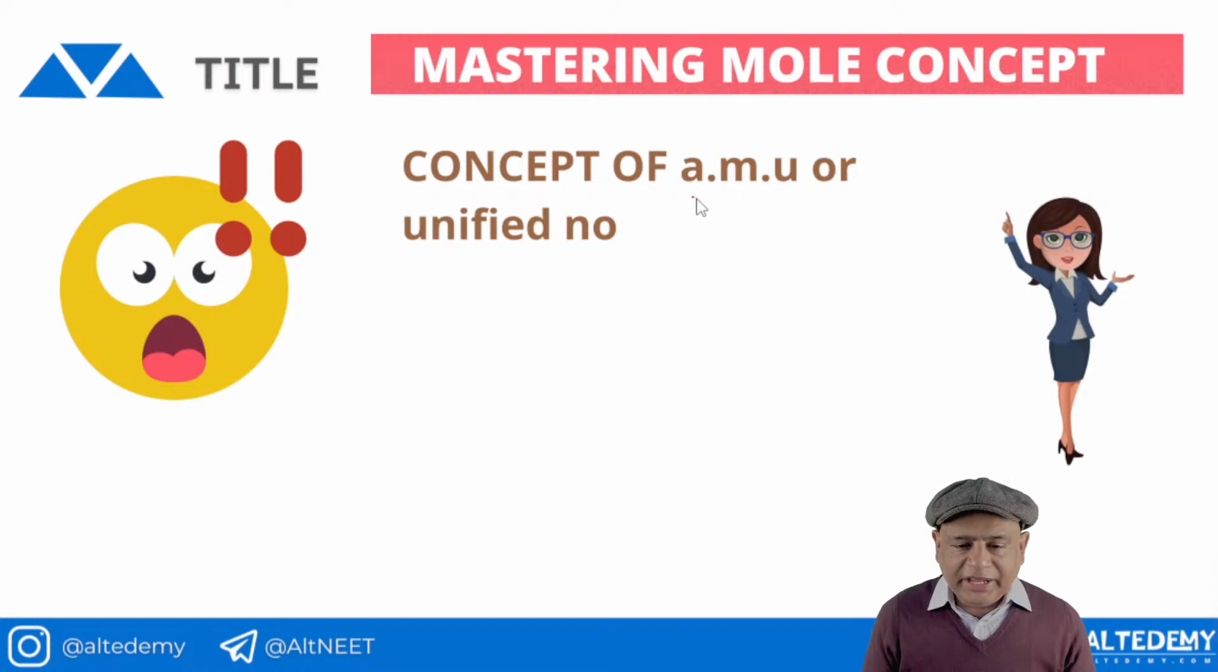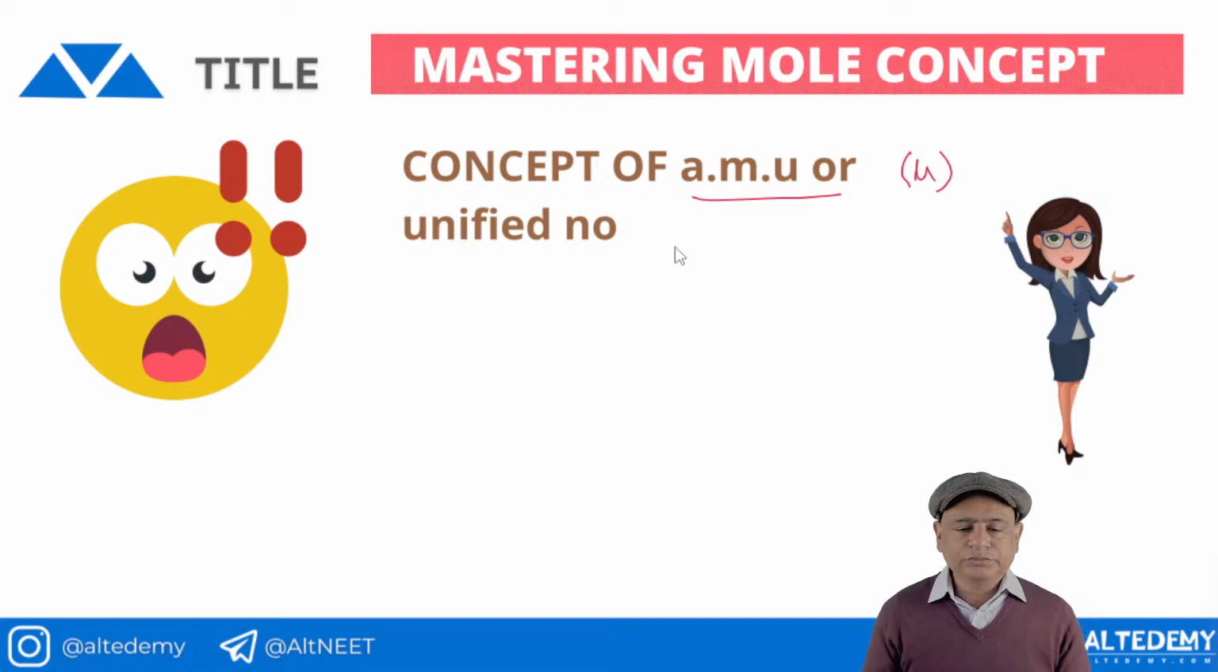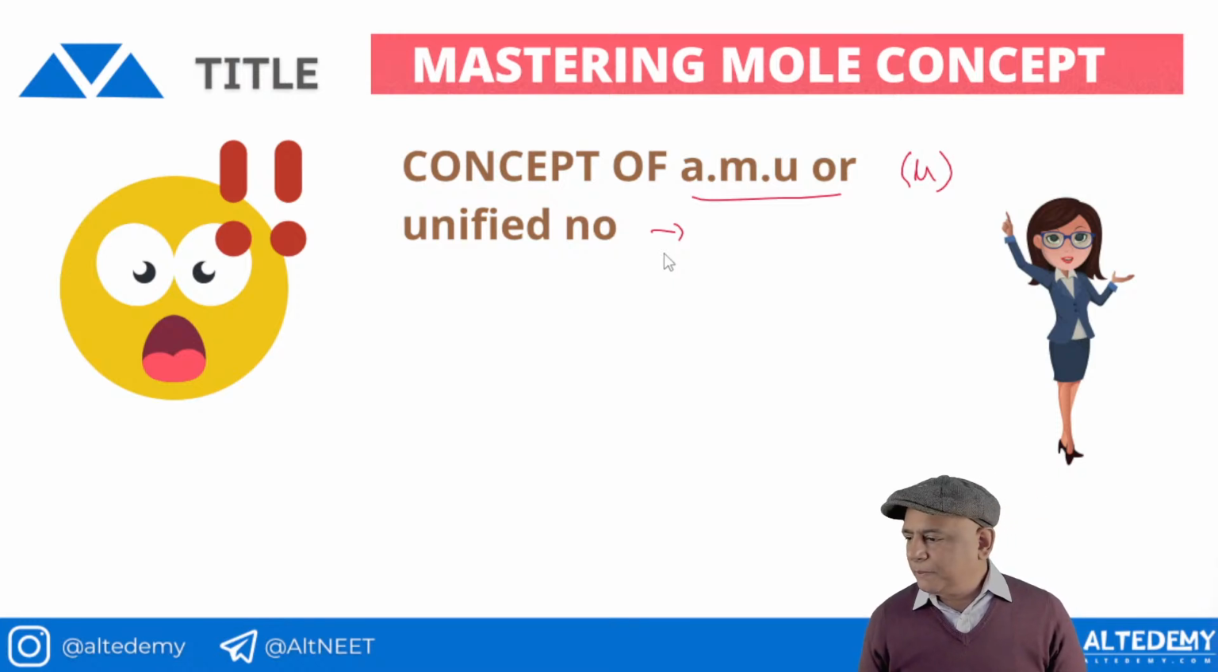There is yet another concept. We call this as AMU. That is atomic mass unit. It is also written as U, which is also known as unified number. Right?